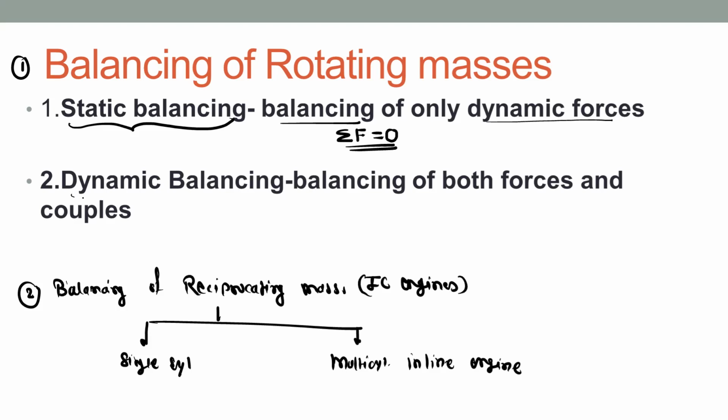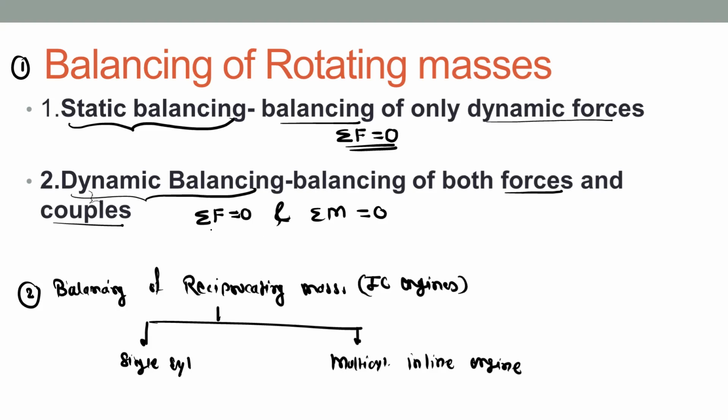And what is dynamic balancing? Balancing of both unbalanced forces and unbalanced couples. This is called dynamic balancing. So the second example that we have seen is nothing but dynamic balancing. So the equations will be summation of F must be 0, and summation of moment is 0.